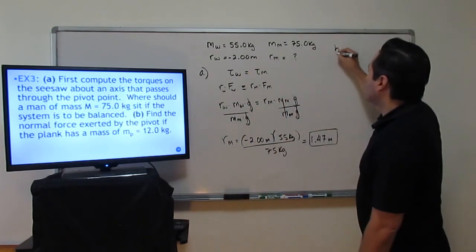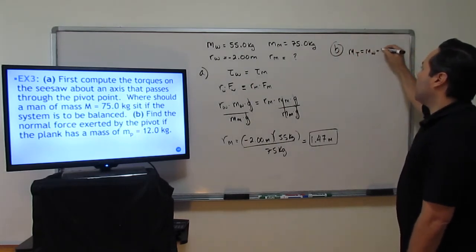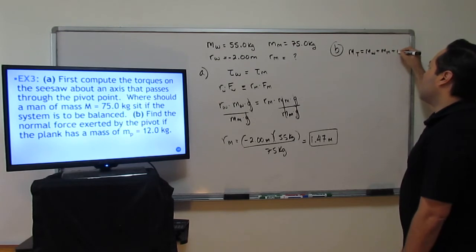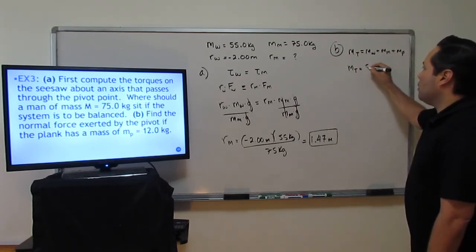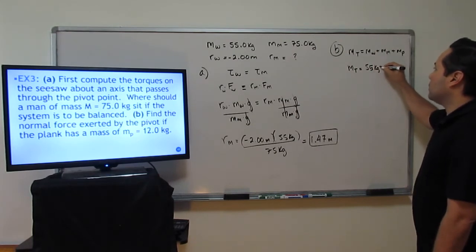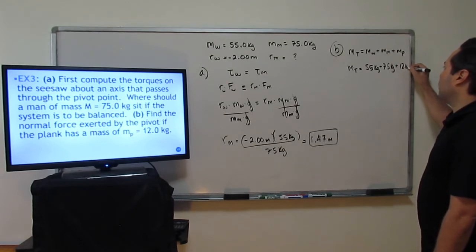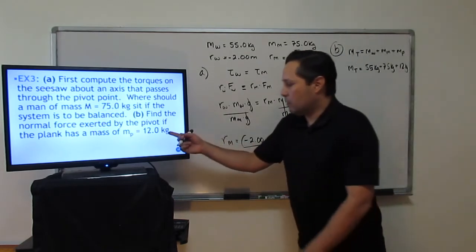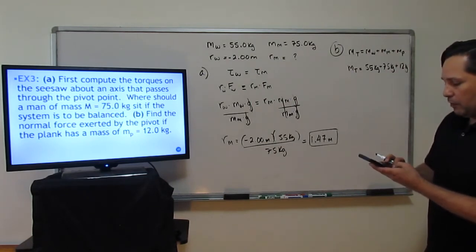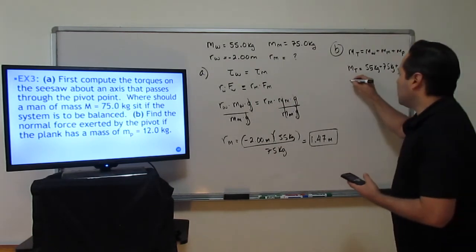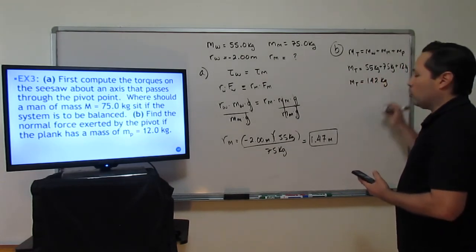The total mass, so this is part B, mt, is going to be the mass of the woman plus the mass of the man plus the mass of the plank. So that's going to be 55 kilograms plus 75 kilograms plus 12 kilograms from the plank. That was given to us. Next, what's the total? 55 plus 75 plus 12 gives us 142 kilograms. That's the total mass.